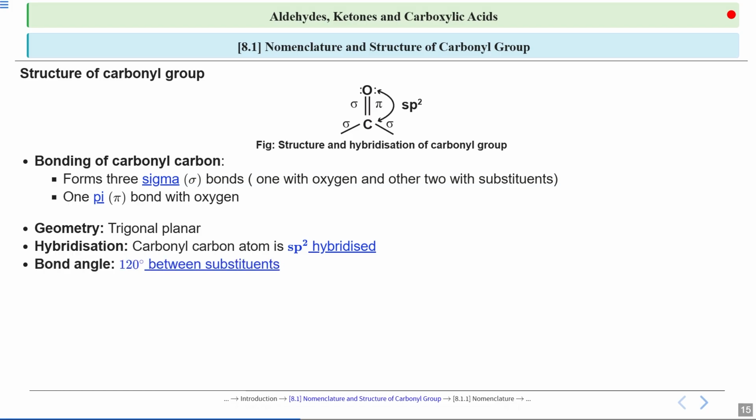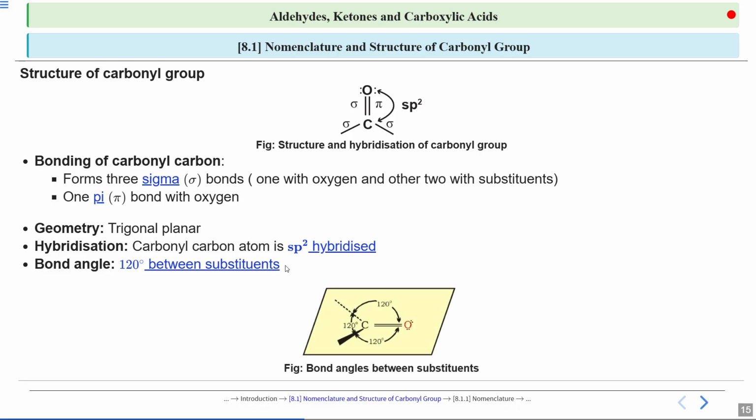Next, the bond angle. Since it is trigonal planar, the bond angle is 120 degrees between substituents. This angle is typical for trigonal planar geometry, ensuring that all the substituents are evenly spaced. If you look at this figure, this is the bond angle between the substituents, 120 degrees. This is how a trigonal planar shape looks. Everything will be in a plane.